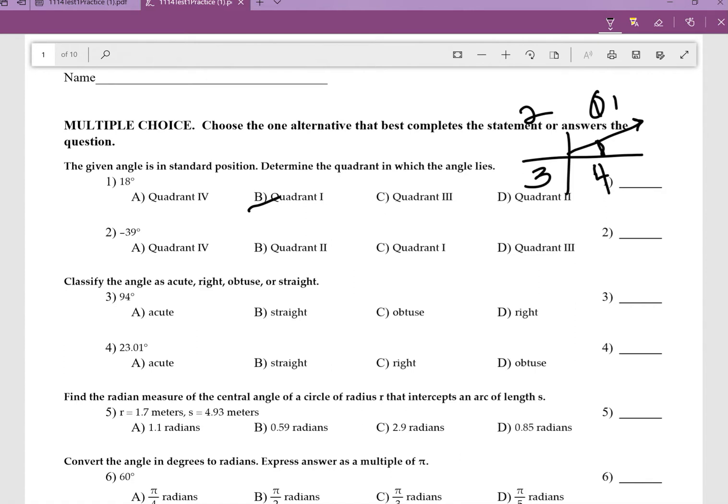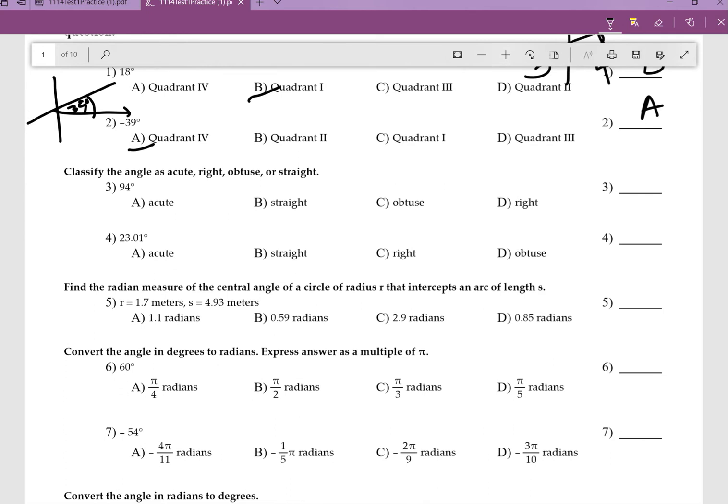For the second question, you have negative 39 degrees. So again, remember that the idea is because it's negative, you're going to go down 39 degrees, which means this is 39 degrees here, putting you at quadrant 4. Alright, so your answer choices for numbers 1 and 2 respectively are B and A.